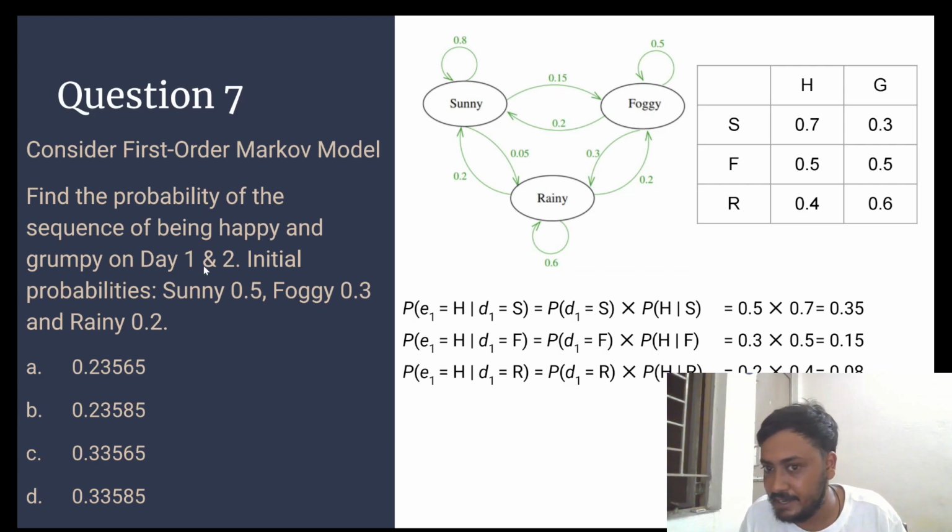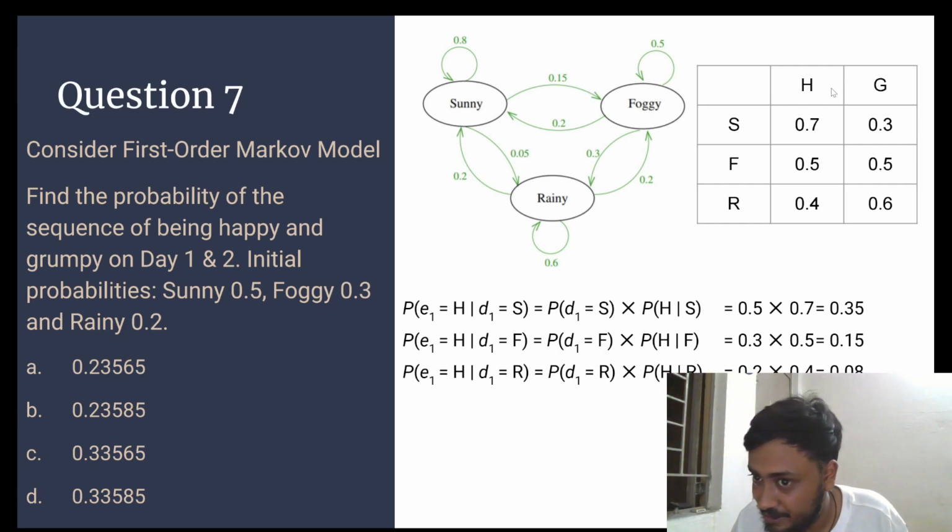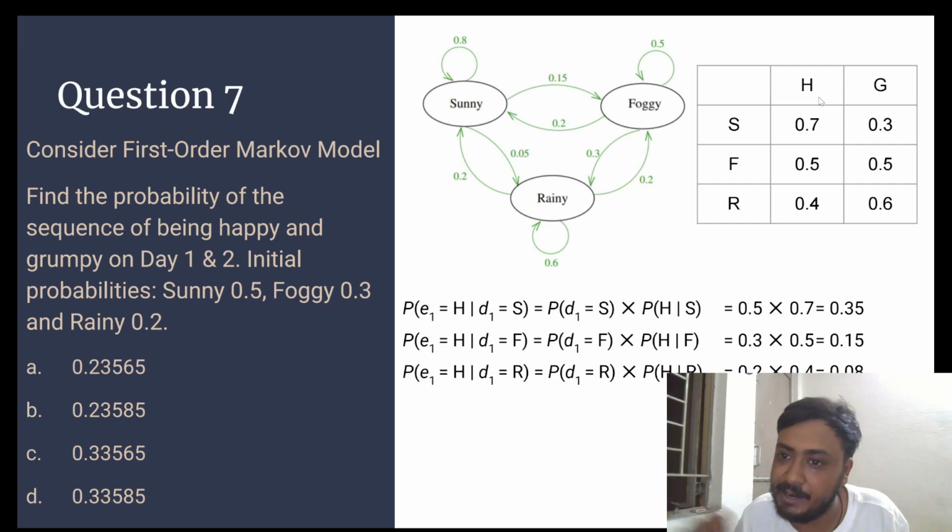Apparently here you have some emotion which is based on the state. This is the emission and this is the state. Whether you feel happy or grumpy only depends on what the weather is today. It does not depend on what you were feeling yesterday. I hope you can understand why these are states and these are emissions. Emission only depends on the state, but transition can happen only between states.